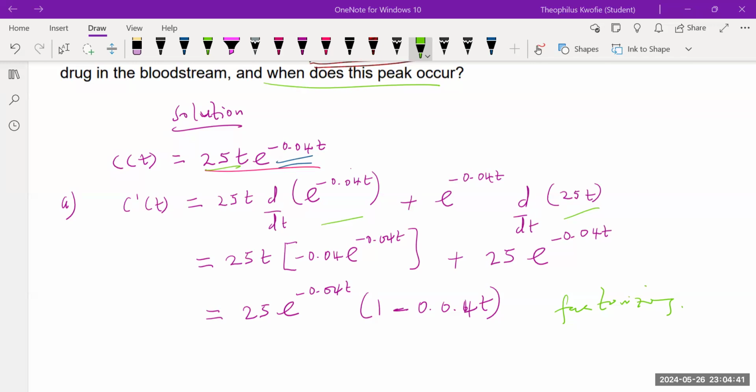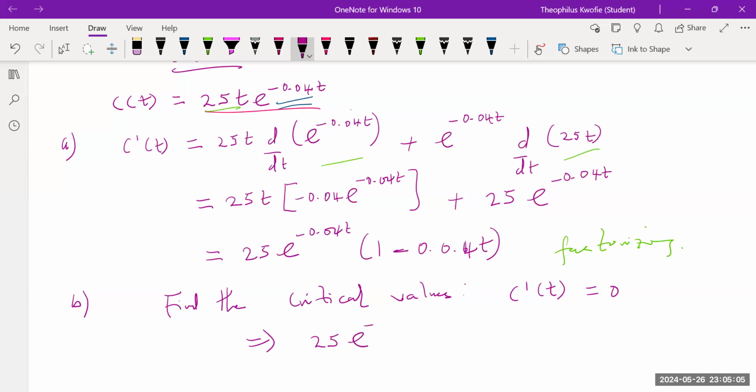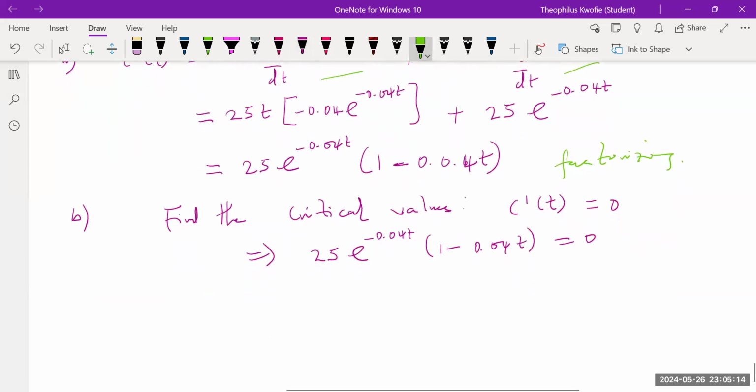Now, what is the next thing to do? The next thing to do is to find the critical values. How do you find the critical values? We just have to set the first derivative to 0. So we're going to have 25 multiplying e to the power minus 0.04t, times 1 minus 0.04t, equal to 0.